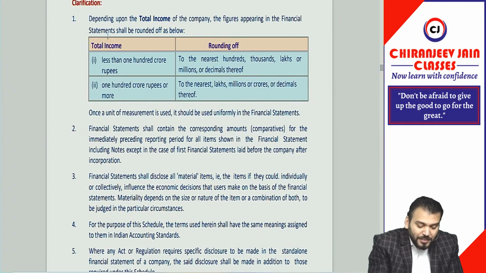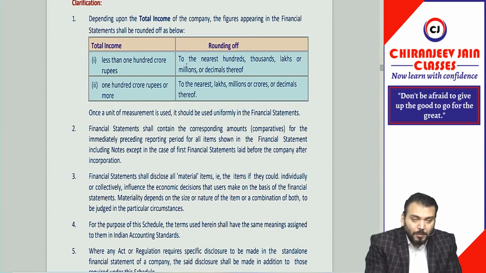The figures appearing in the financial statement shall be rounded off as below. If the total income is less than 100 crore rupees, rounding off will be to the nearest of hundreds, thousands, lakh, million or decimals thereof. If the total income is 100 crore or more, then rounding off will be to the nearest of lakh, million or crore or decimals thereof. So in the first case we can round off to hundreds also, but in case of 100 crore or more, we cannot round off to hundreds or thousands. Understood? This was one point. I hope you have understood this point.